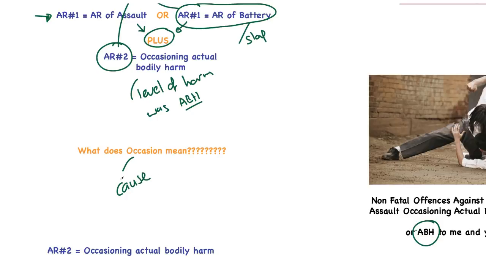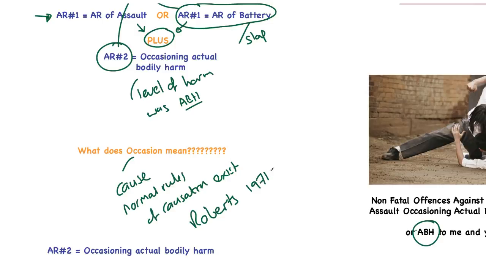So we now have cause, inflict and occasion, all of which means that the normal rules of causation exist. So occasion means to cause, and this is confirmed in the case of Roberts, 1971. All right, so Roberts says that occasion means cause and that the normal rules of causation exist. So that's not too difficult to grasp.